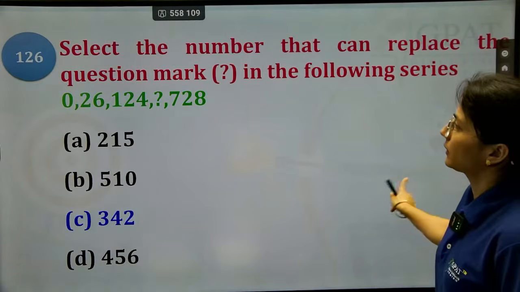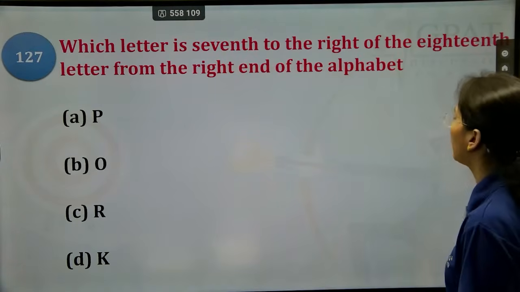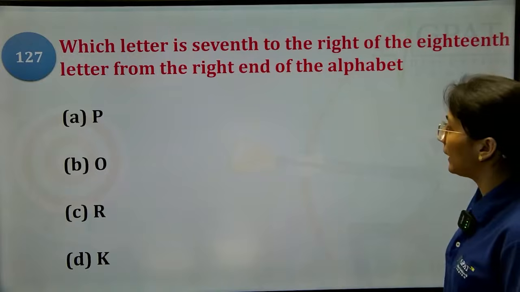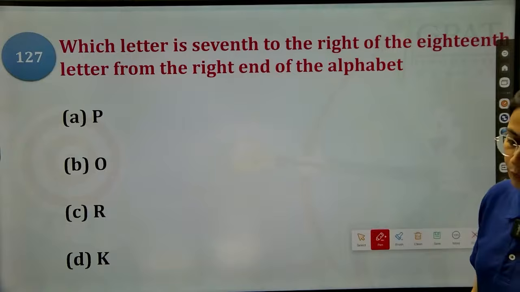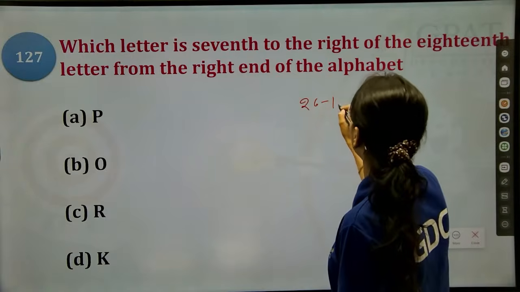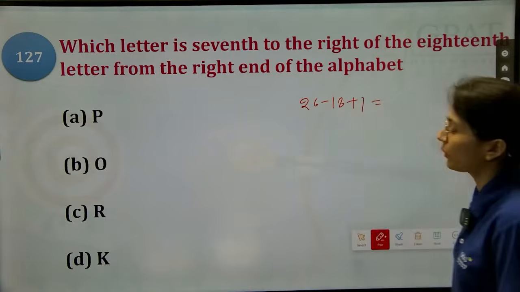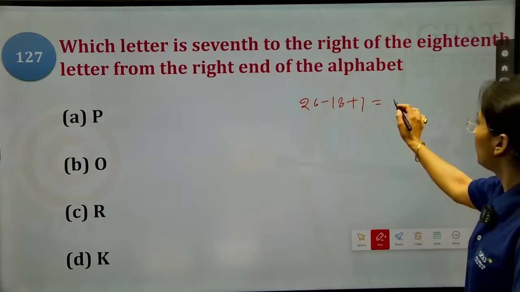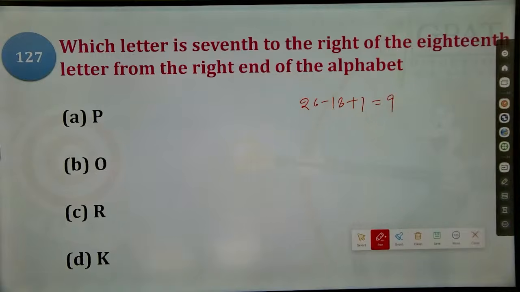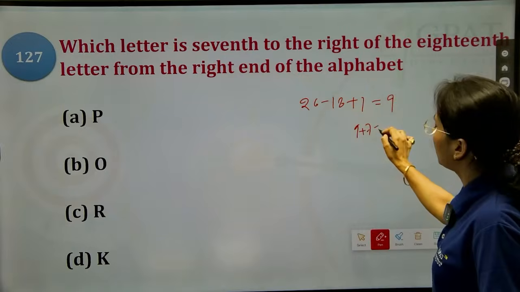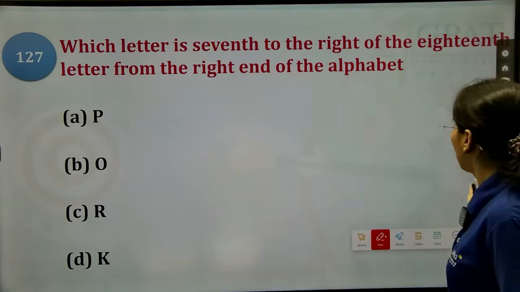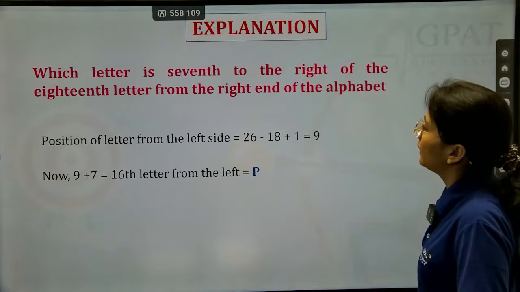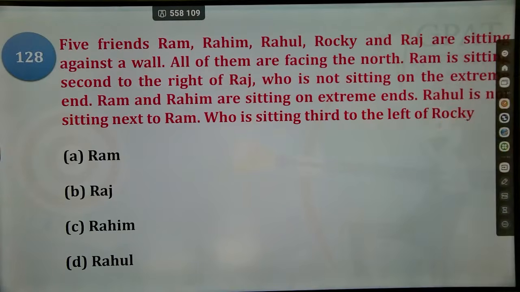Now move to the next question, that is 127. Which letter is 7th to the right of the 8th letter from the right end of the alphabet? So we can directly use 26 minus 18 plus 1 is equal to what? That is 9. So 9 plus 7 is equal to what? That is the letter P. So the answer is P.